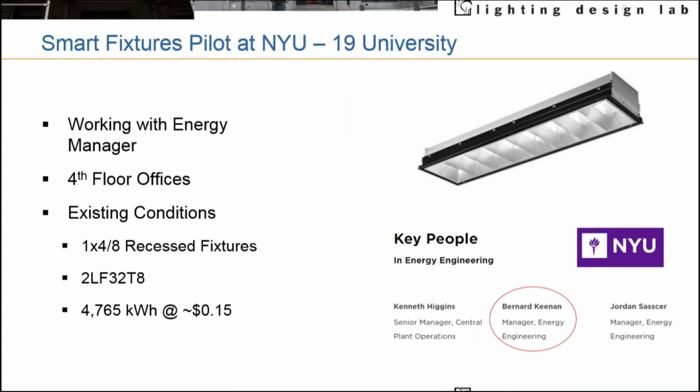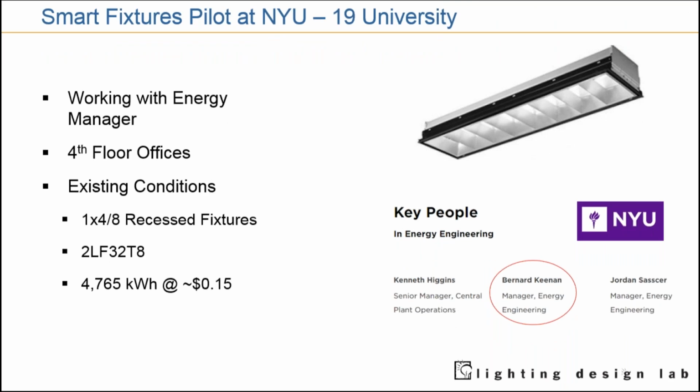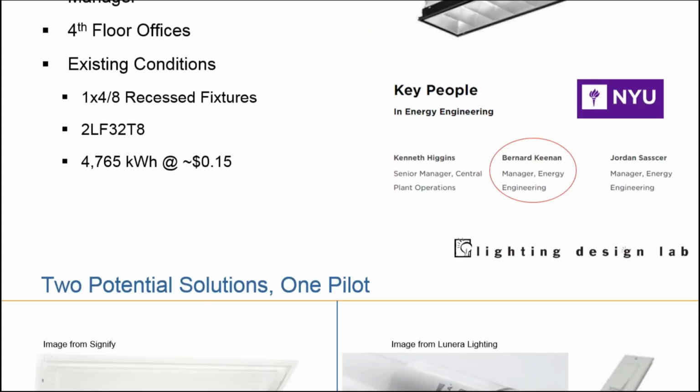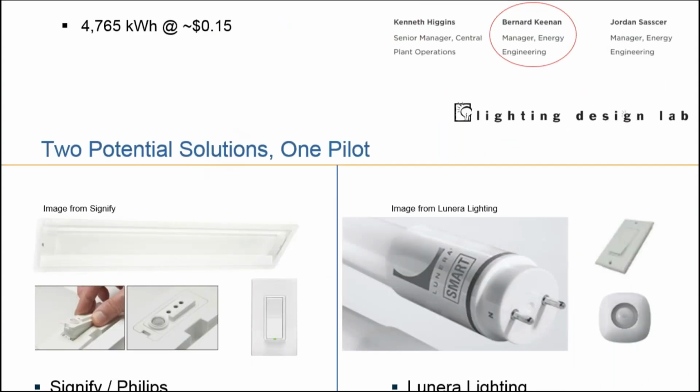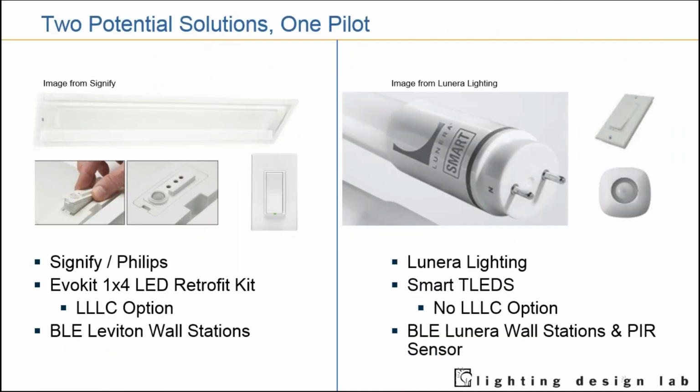So obviously, a relatively small sample size. They were looking to do a pilot, a smart pilot, but they wanted to pick one of two solutions for one floor. The way they had set up this pilot, they wanted to do one solution on this floor, evaluate it, and maybe remove and replace it with the other, or pick another floor. But depending on the budget and the logistics, we were looking at two potential solutions for the floor at 19 University Place.